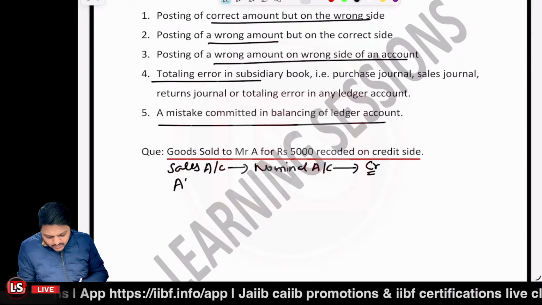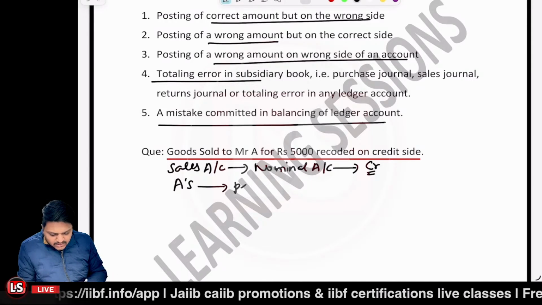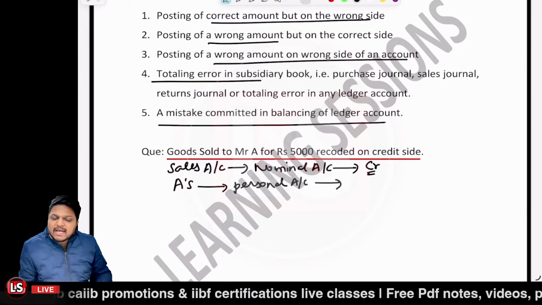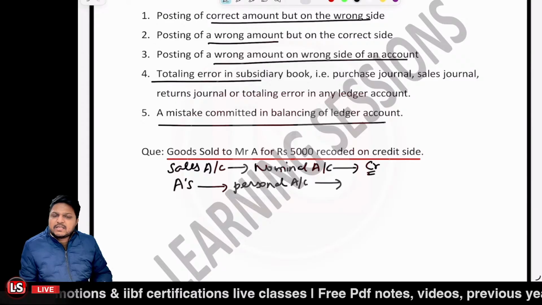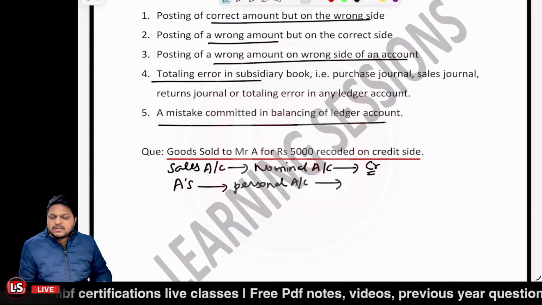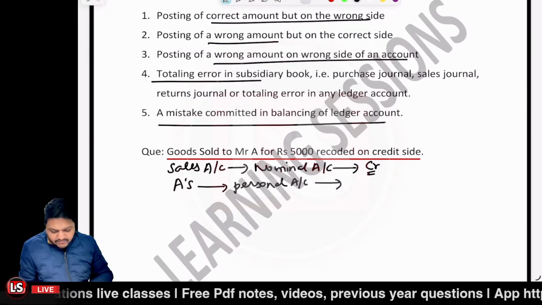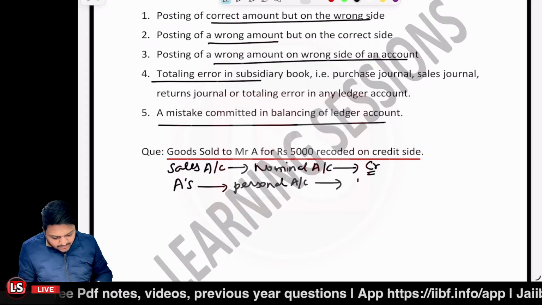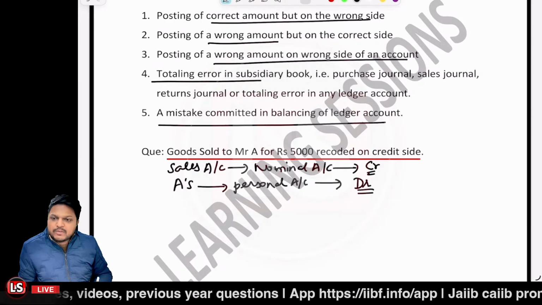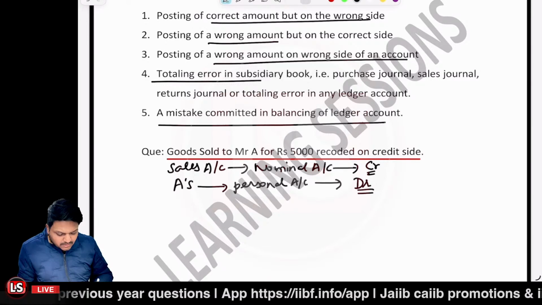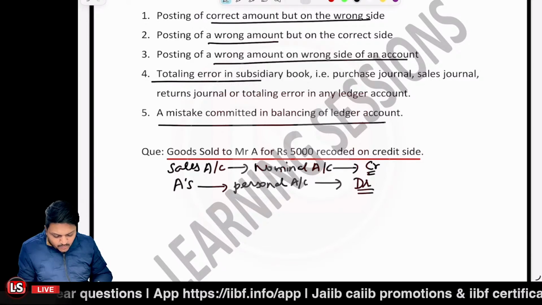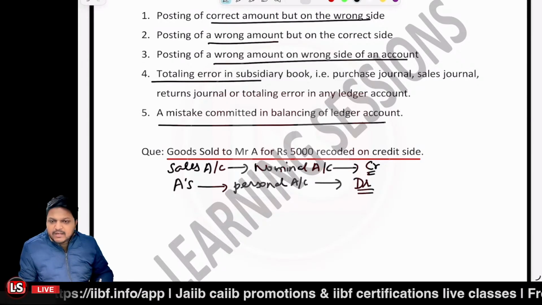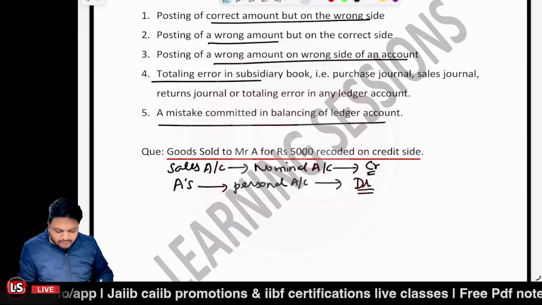And A's account is what? A's account is a personal account. Personal account golden rule says debit the receiver and credit the giver. So A is receiving the goods, so A's account is to be debited. This would be the correct entry: sales account will be credited with rupees 5,000 and A's account will be debited with rupees 5,000.